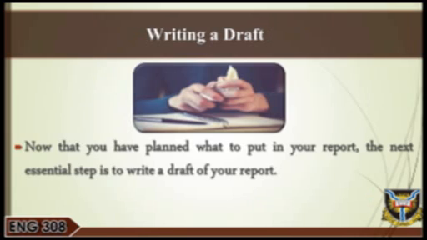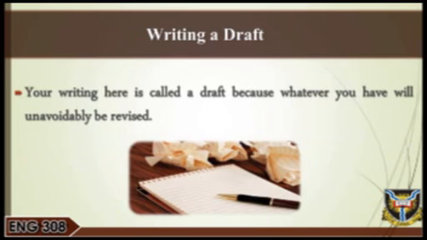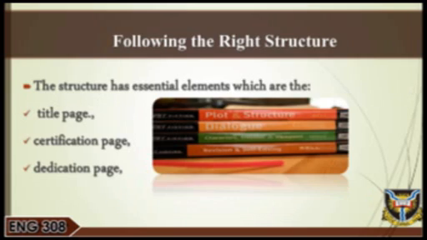Writing a draft. Now that you have planned what to put in your report, the next essential step is to write a draft of your report. Your writing here is called a draft because whatever you have will unavoidably be revised. Typically, your first complete draft will have all the necessary parts which you have earlier outlined. We shall now discuss these different parts of the research report and show the features expected to be found in each of them.